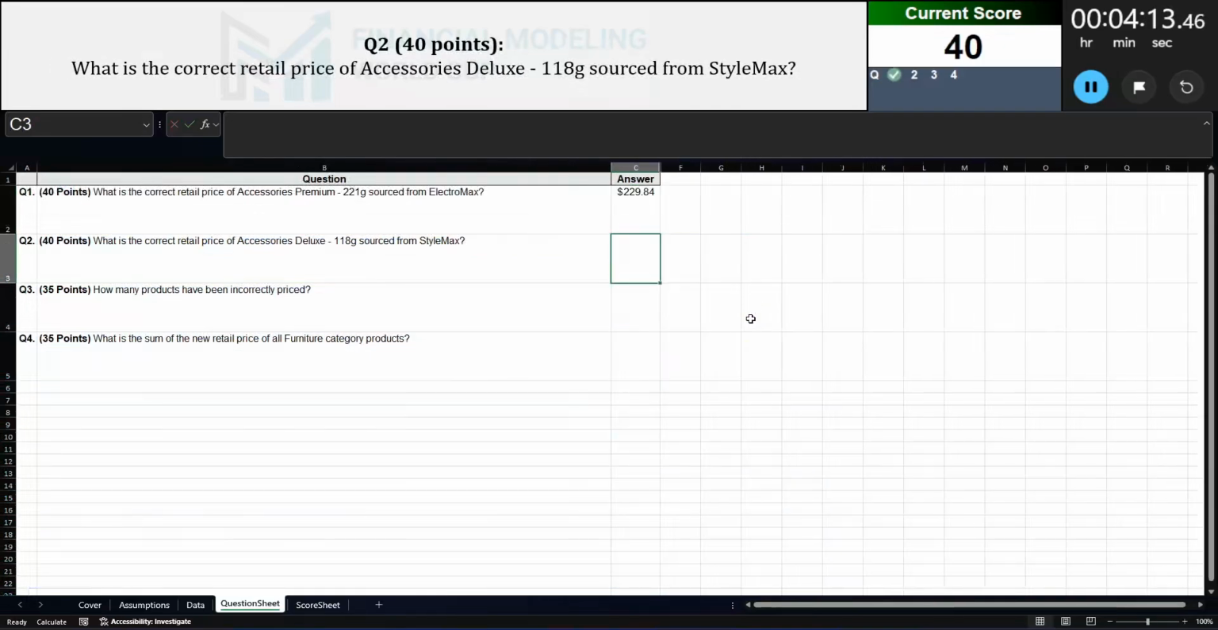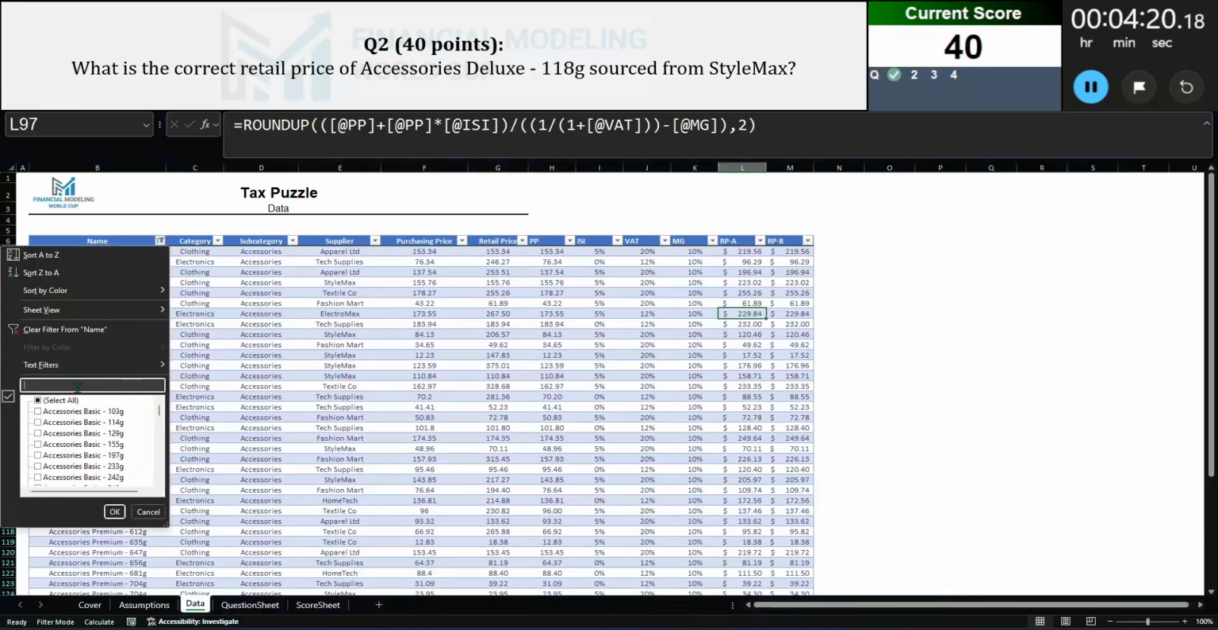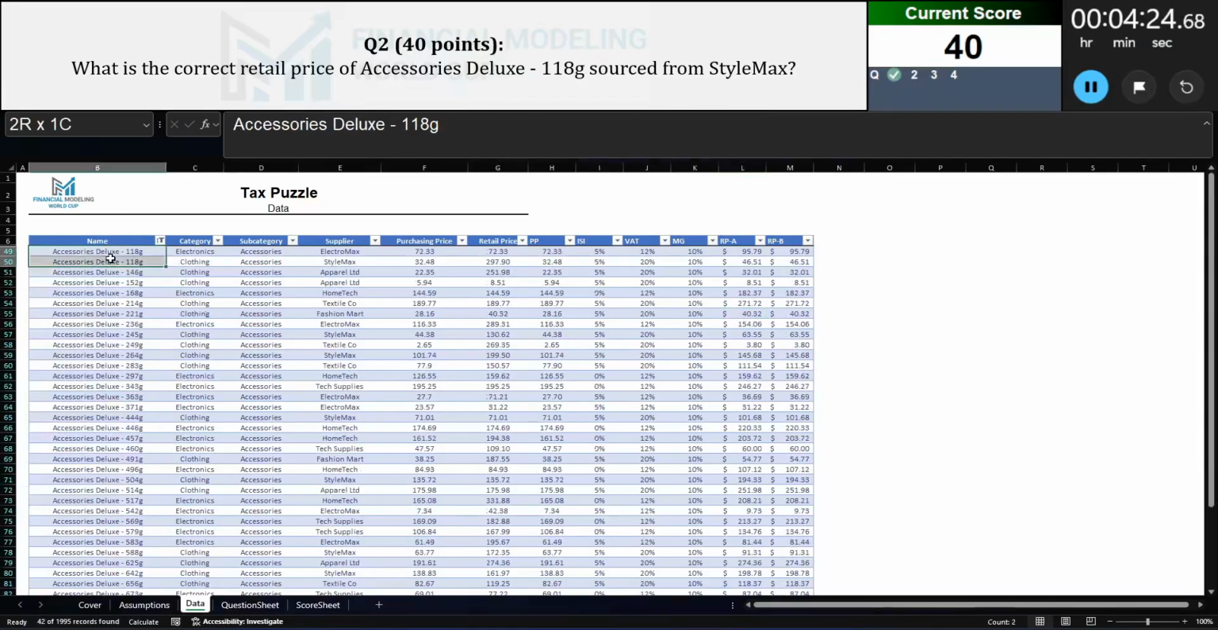Second question, what is the correct retail price of accessories deluxe 118 grams from StyleMax? All right, so we're going to get accessories deluxe 118 grams from StyleMax. There we go, L50.